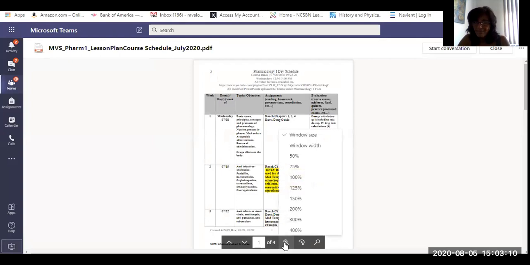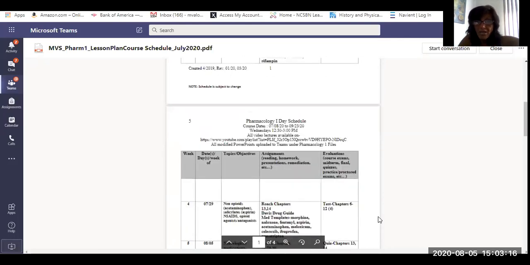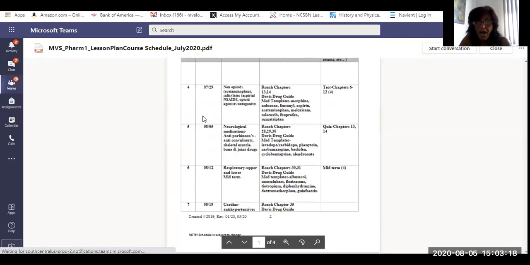Click on the magnifying glass, 75%, there you go. And you can scroll, say, all right, what are we covering? Okay, week 5, that's today. We're supposed to be starting this, but we're not, because I sent you a message that we're going to do respiratory meds first. There was supposed to be a quiz today, but instead, you'll have the midterm next week, and the midterm's going to cover these meds right there.